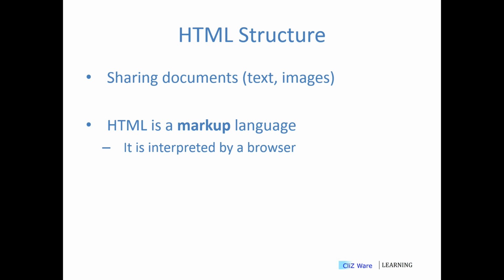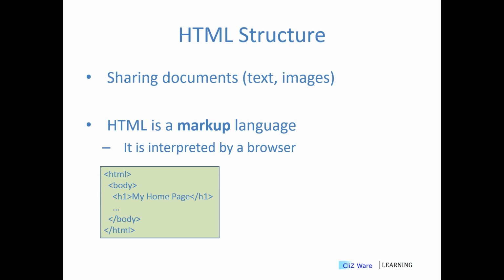HTML is interpreted by a browser, and as I said before, this is what you can see in the source code tab when you right click on the web page. You can see it starts with HTML body, and then we see some strange things. And when we compile this, when we actually look at the page, it's much simpler. So you can see the green box is the code, and on the right hand side I have the actual page that we are going to see.